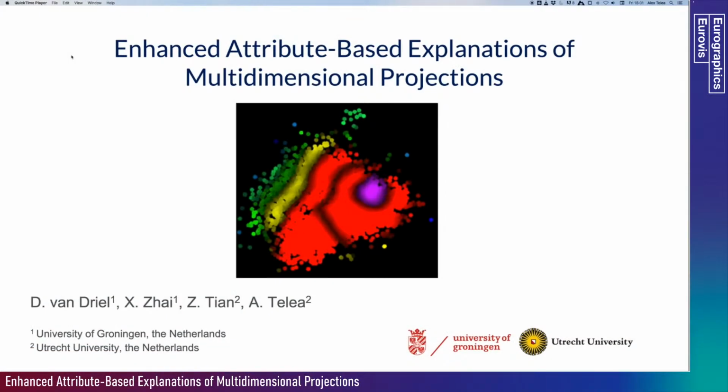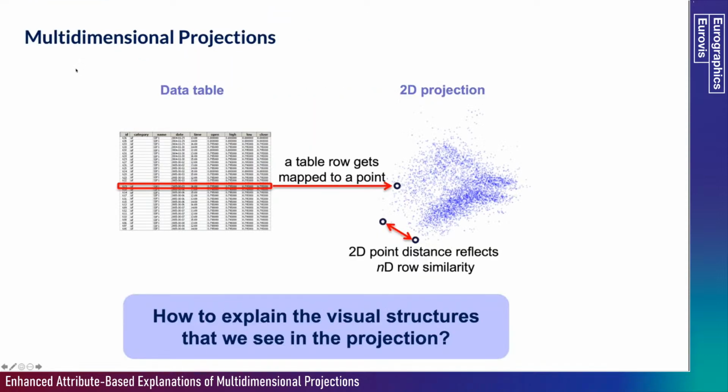My name is Alex Telea from Utrecht University in the Netherlands, and I will present the paper Enhanced Attribute-Based Explanation of Multidimensional Projections. Take a high-dimensional dataset. Shown here is a table where each row is an observation having multiple attributes or dimensions. Projections map every sample in such a dataset to a 2D point so that the distances between points typically reflect as much as possible the similarity of the respective rows in the table.